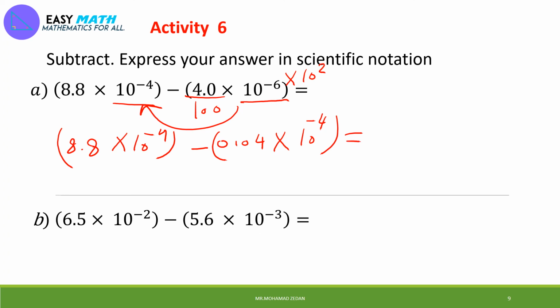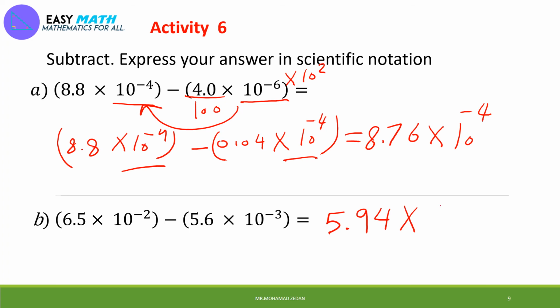Now the power is the same. Look, 10 to the negative 4, 10 to the negative 4. So subtract only the other numbers. Okay, 8.8 minus 0.4, so 88 minus 4 will be 84... 80 minus 4 will be 76 point, and 8 minus 0 is 8, times the common factor here, 10 to the negative 4. Okay, try to do this one, number B, please, and tell me your answer. Your answer will be 5.94 times 10 to the negative 2.